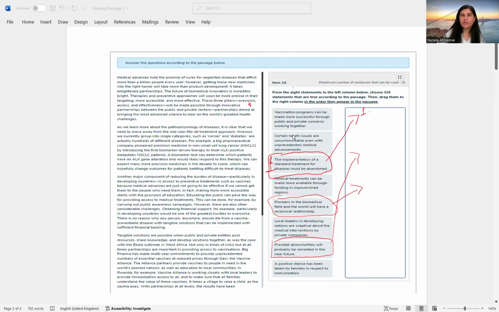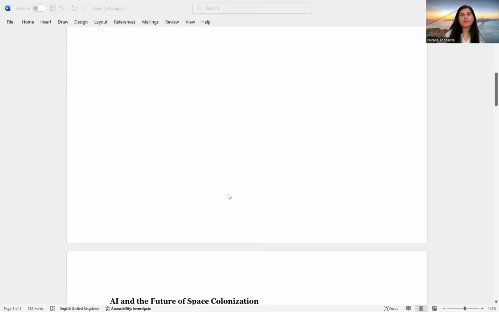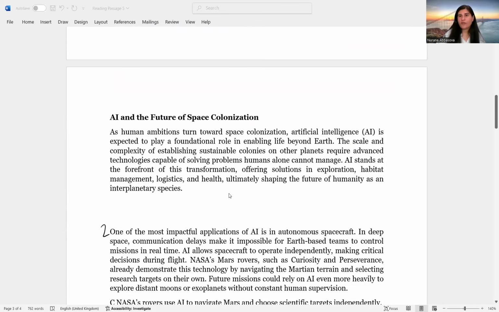Matching information question is, in which paragraph did they talk about vaccination programs can be made more successful through public and private concerns working together? You will find it, and it is your answer. But for 5 texts, you have 60 minutes. Before it was 75. Now they decreased it to 60 minutes, which is a little bit challenging because you have 5 texts, 60 minutes. Altogether, you have 30 questions. It's not many. 30 is okay.